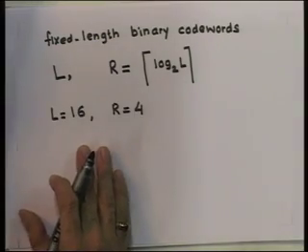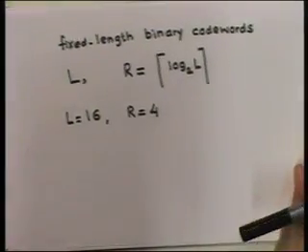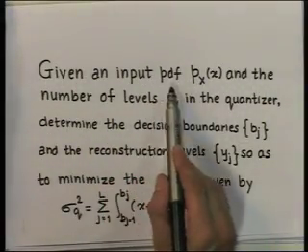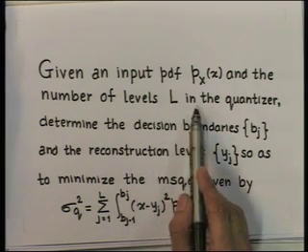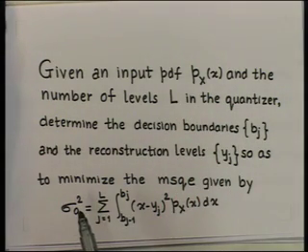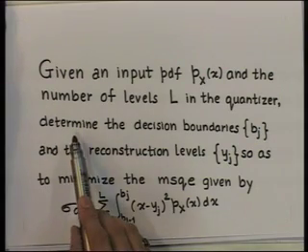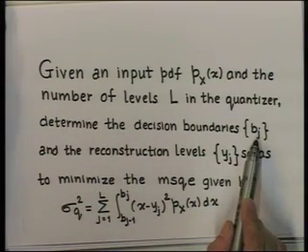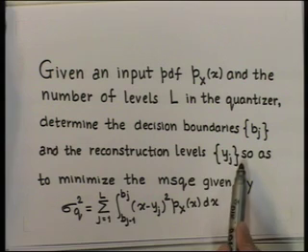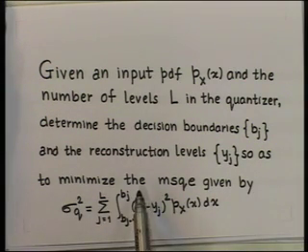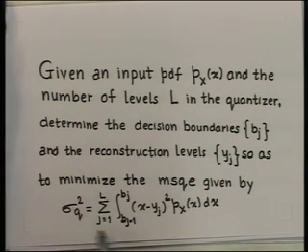Therefore, the quantizer design problem can be posed as follows. Given an input PDF and the number of levels L in the quantizer, the problem is to determine the decision boundaries, that is Bj, and the reconstruction levels, that is Yj, so as to minimize the mean square quantization error given by the following expression.